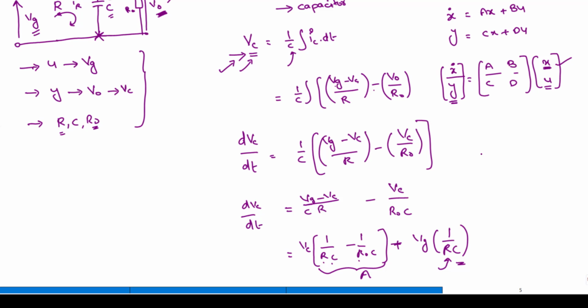Now output matrix. Observe carefully. There is no feed forward. There is no direct path between input and output. So D is equal to 0 obviously. Now Y is equal to Cx. X is here Vc, and D is 0 and U. So here the output Y is the output in terms of Vc. So V naught is equal to 1 times Vc, because V naught is equal to Vc and 0 into U. Now you got the A, B, C, D parameters of this circuit.